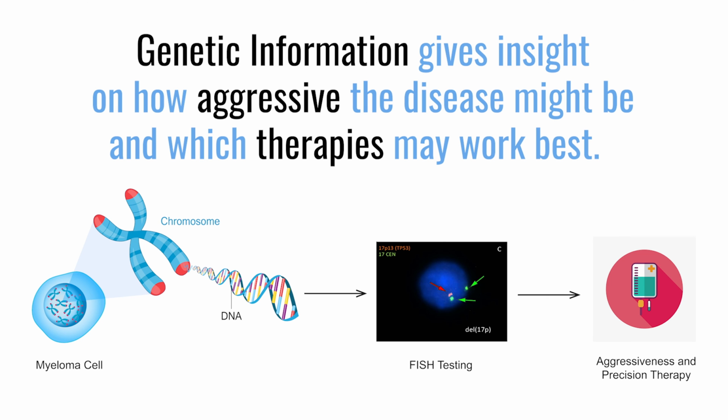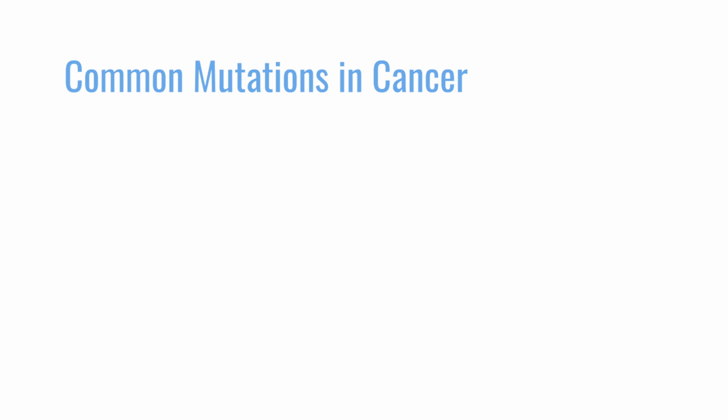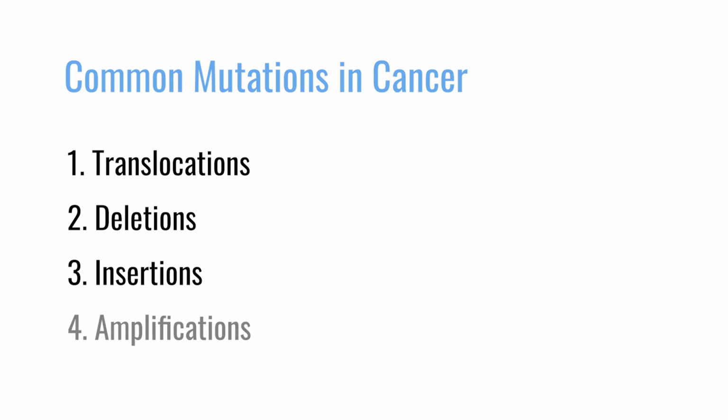So the genetic information is giving us insight as to how aggressive the disease might be and which therapies might be useful. When we look at genes and cytogenetics in multiple myeloma and the chromosomes of the cancer cells, we try to look to see if there's any mutations. And there's different types of mutations that we can see in cancer. There's translocations, there's deletions, there's insertions, there's amplifications, and each one means something completely different. So let's start with defining each one of these.